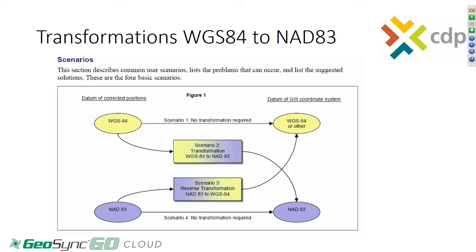However, if I were using the VRS and I had an international client who was doing all of their work in WGS84, then I would need to know that and be able to transform those coordinates, because the NAD83 needs to be transformed to WGS84, and again, we have this about 1 meter difference.